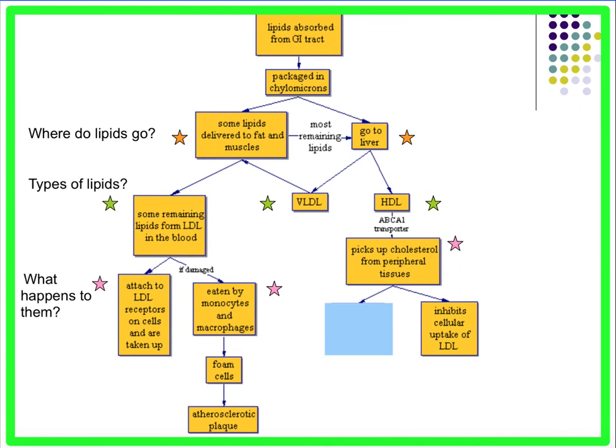Now, if we go back over here, our HDLs, why are they so good? Because they go out and they pick up lipids and cholesterol from our peripheral tissues. And they will carry it back to the liver so that the liver can then process and remove it. And by doing that, it's going to inhibit cellular uptake of LDLs because we're removing the LDLs from the body. And that is it for this chapter.